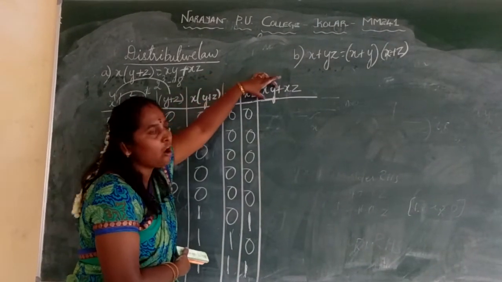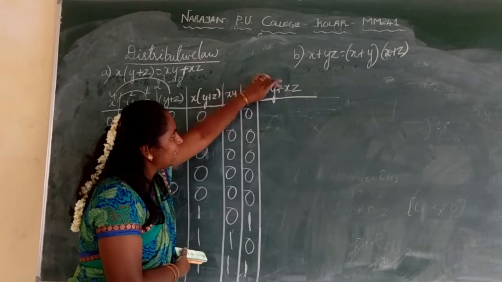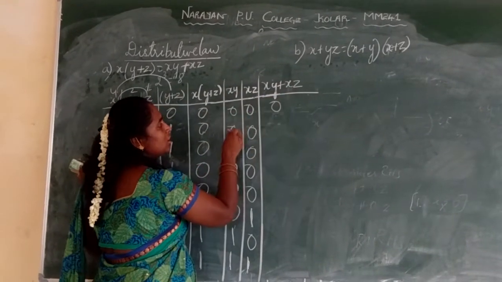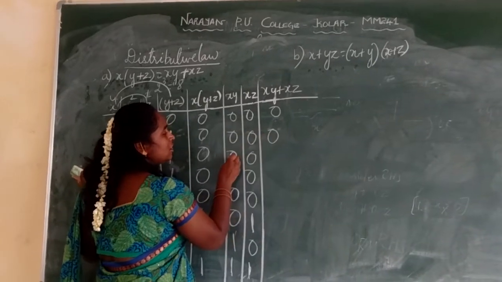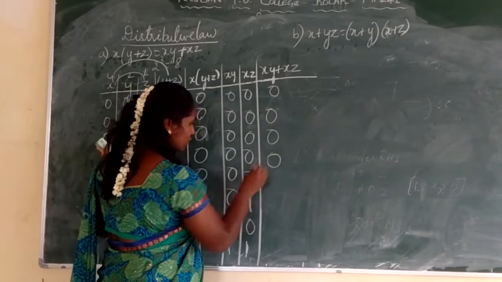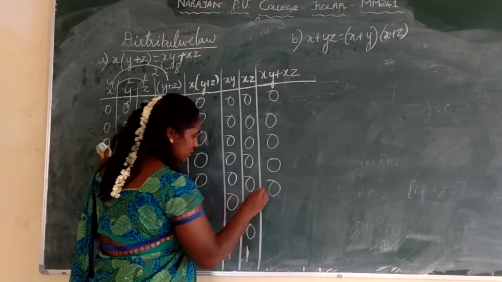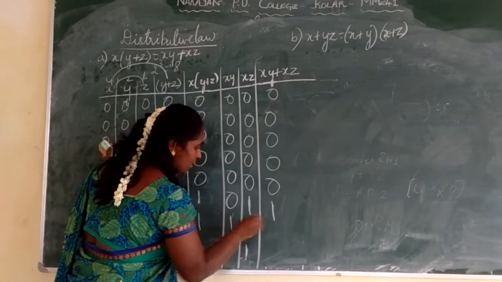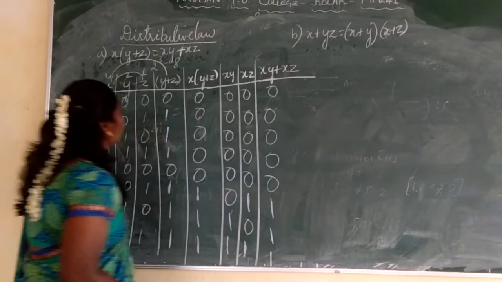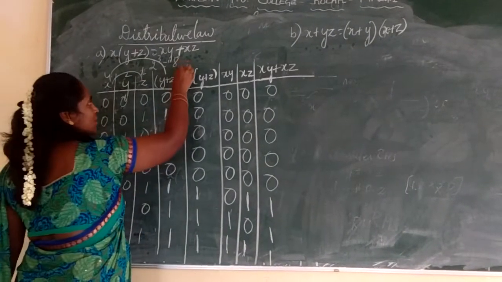These two should be combined using a logical addition. You add these two. 0 plus 0 is 0, 0 plus 0 is 0, 0 plus 0 is 0, 0 plus 0 is 0, 0 plus 0 is 0, 0 plus 1 is 1, 1 plus 0 is 1, 1 plus 1 is 1. Now you got the expression.